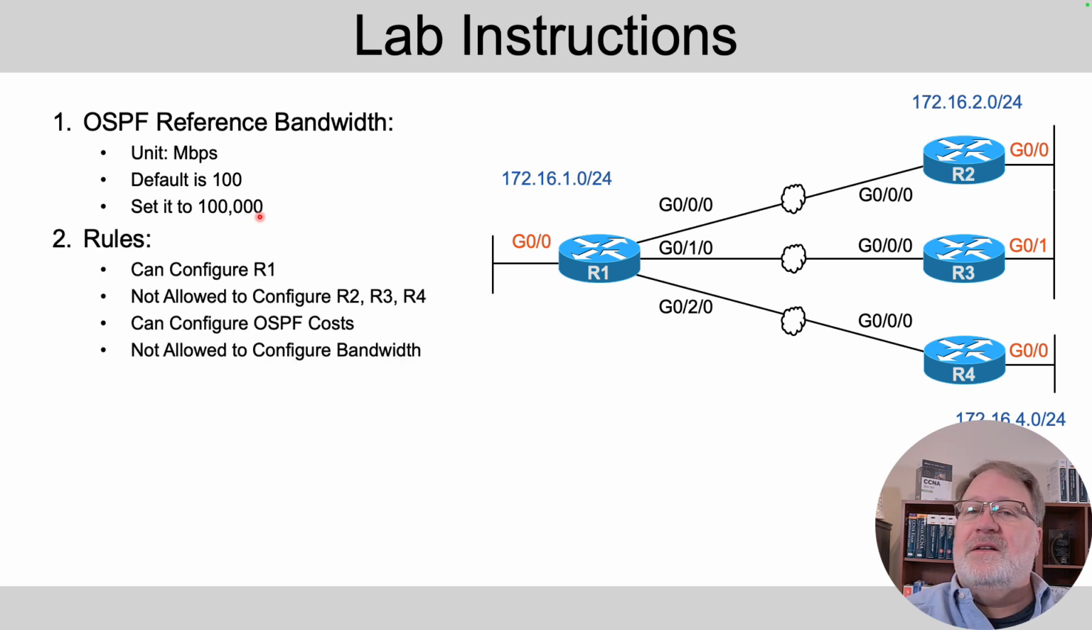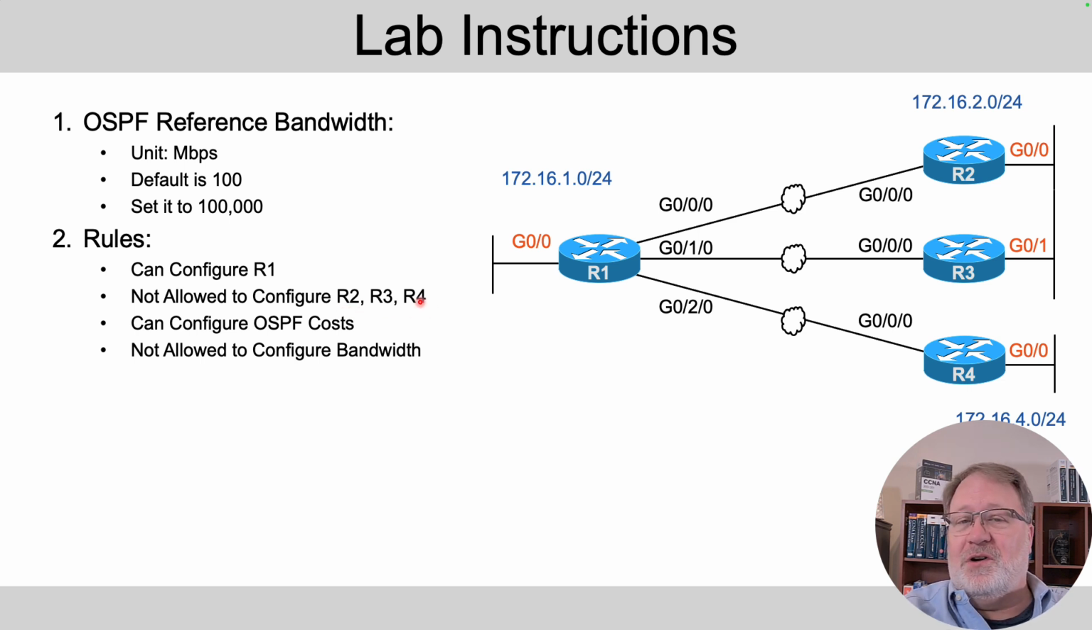And then after that, the lab has some extra rules that aren't really relevant to real life, but just there to drive us toward a single answer so we can talk about it in lab. So first off, for configuring OSPF costs, you're allowed to configure costs on router R1, but you're not allowed to configure them on routers 2, 3, and 4.